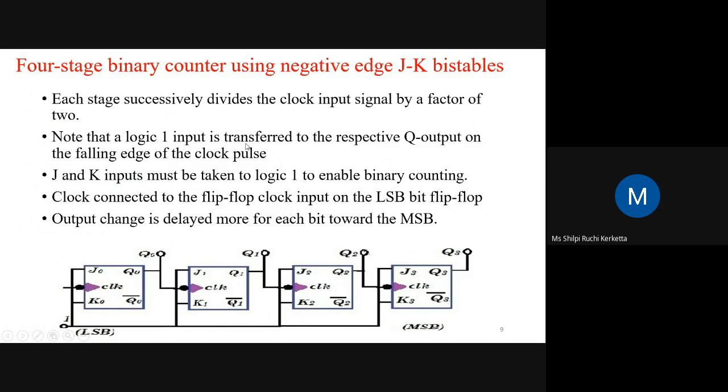Note that logic 1 is transferred to the respective Q outputs on the falling edge. Because it is negative edge triggered, we are getting it on a falling edge. So JK is put at 1, and the clock is connected to the flip-flop on the least significant bit. Output change is delayed more for each bit towards the MSB. So with each flip-flop, the output is getting delayed. Okay.